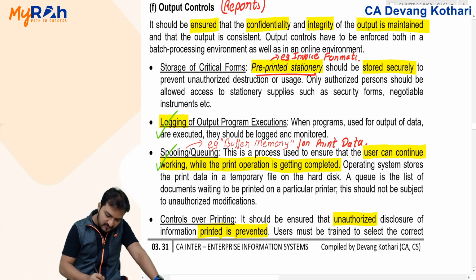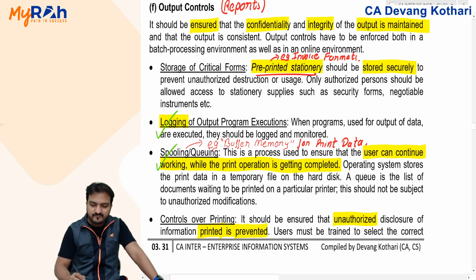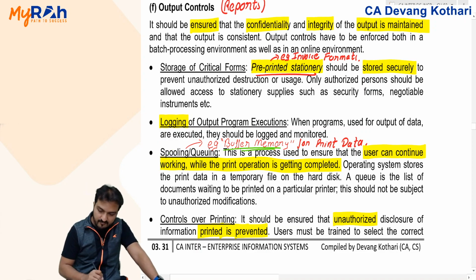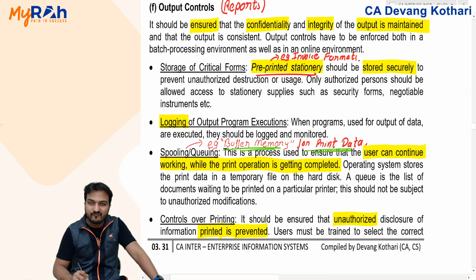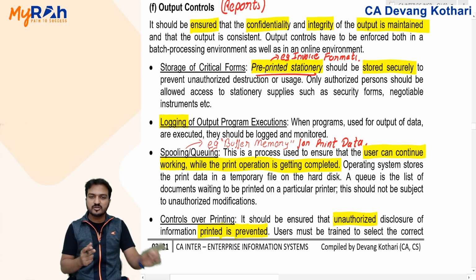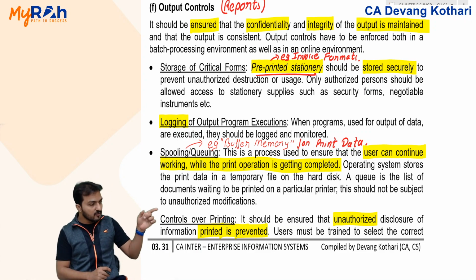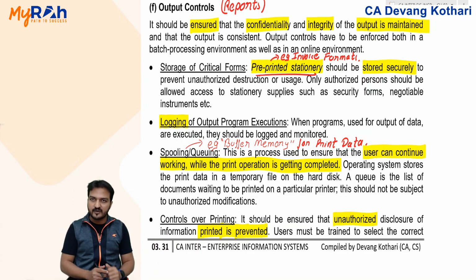Logging: whenever output is generated, to whom the output is given, and who generated it, all that should be recorded in the log. Spooling: spool is basically buffer memory, specifically buffer memory for print data. When you give a print command, your printing instruction goes to the spool memory. From the spool memory, it is given to the printer.